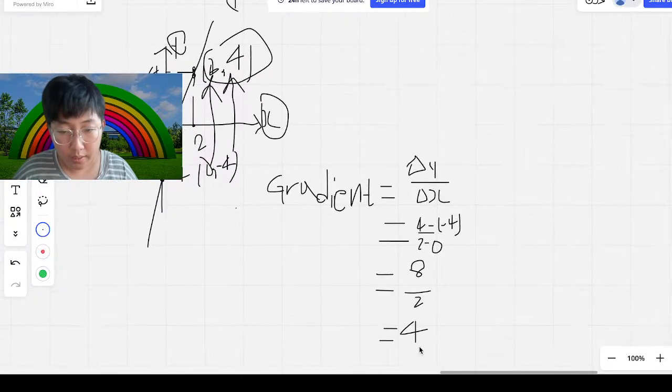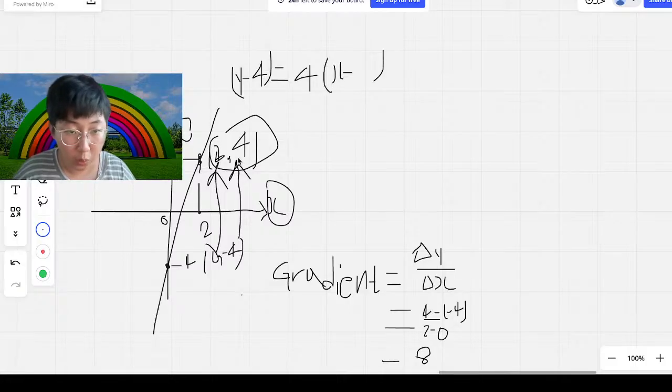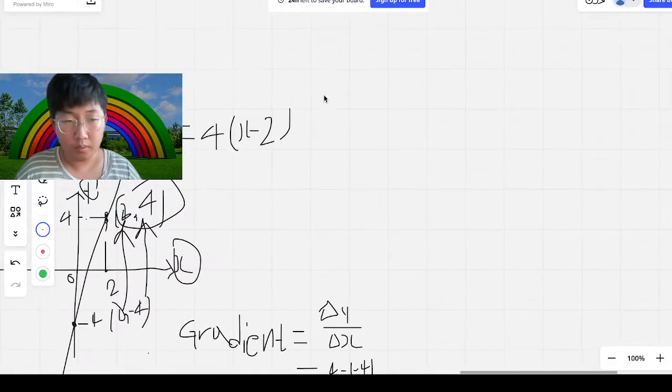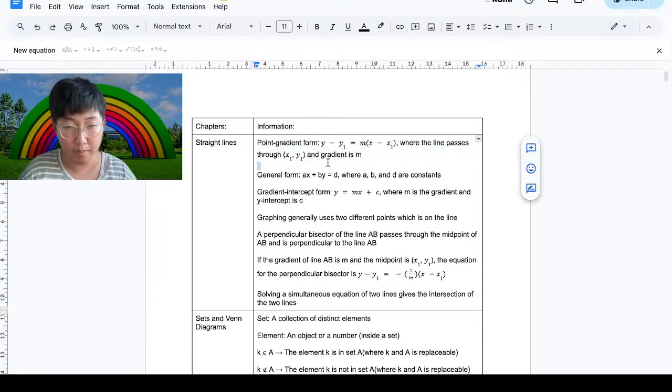And then the gradient we found here is 4. And then we multiply that by x minus x1, which is 2 here. So this will be the point gradient form of this line here. Alright, so this will be our line. So hence that's the point gradient form, which is this first information here.